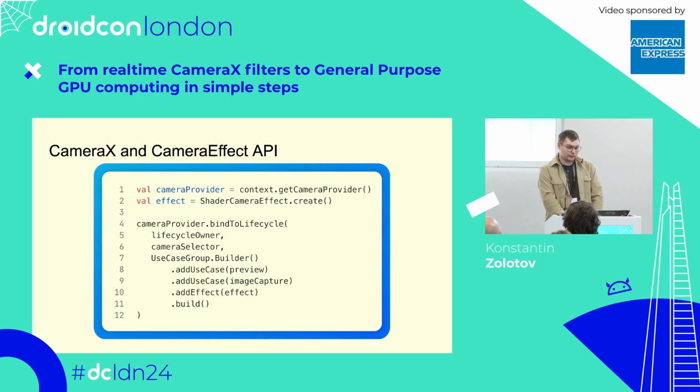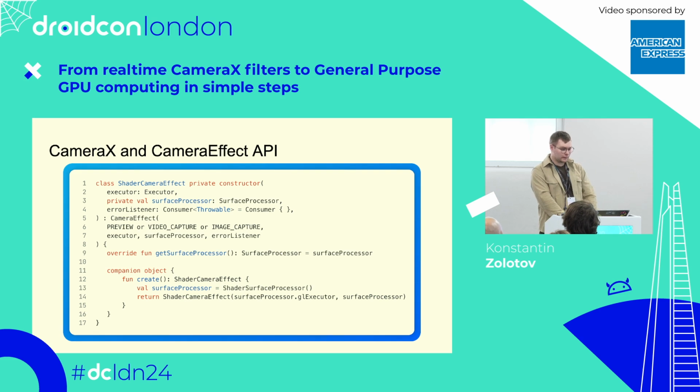And if we go back to the camera effect APIs, we see that to make that work, you need to build a use case group. So this is the example of the basic setup of the camera provider. But instead of using the default use case, you need to add a use case group builder and apply the effect after the use cases you are going to use.